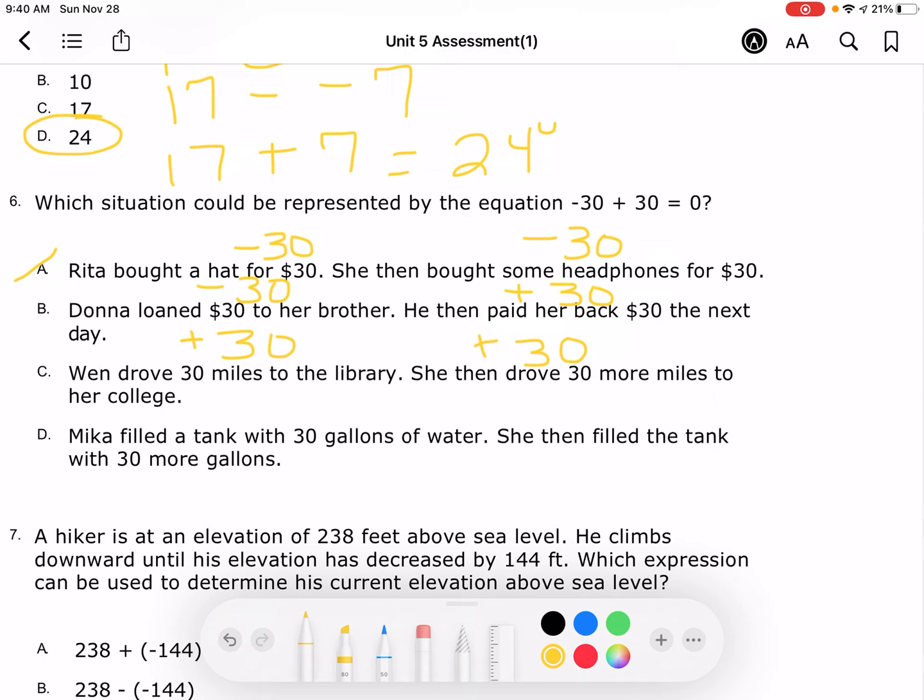Minka filled her tank with 30 gallons of water. Then she filled her tank with 30 more. So that's 30 plus 30 again. So it has to be B.